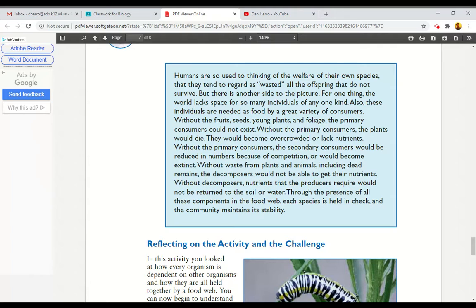Without the primary consumers, the secondary consumers would be reduced in numbers because of competition or would become extinct. Without waste from plants and animals, including dead remains, the decomposers would not be able to get their nutrients. Without decomposers, nutrients that the producers require would not be returned to the soil or water. Through the presence of all these components in the food web, each species is held in check and the community maintains its stability.